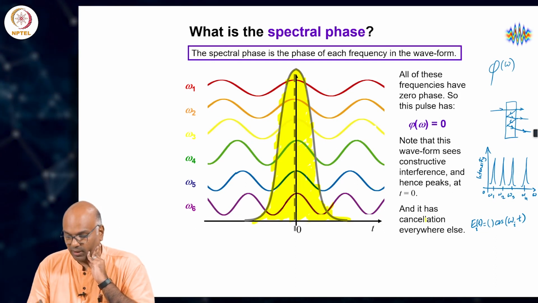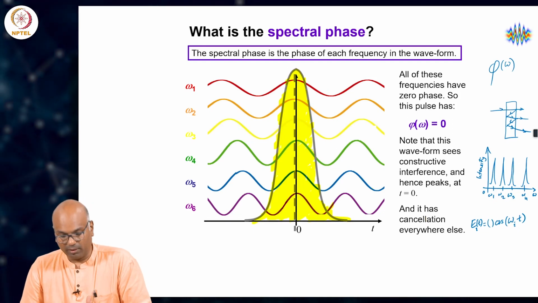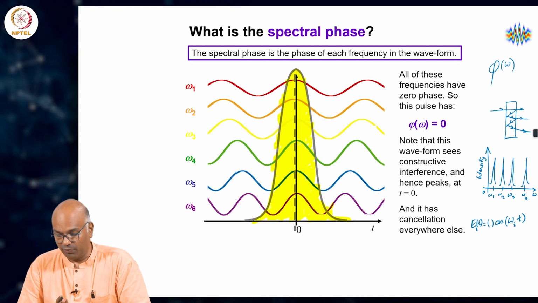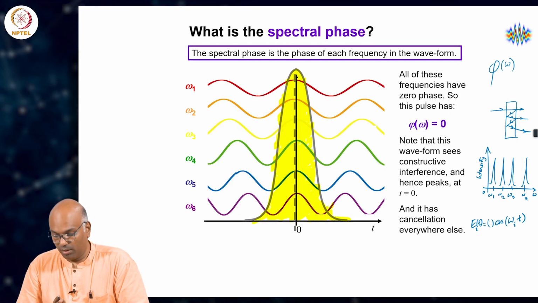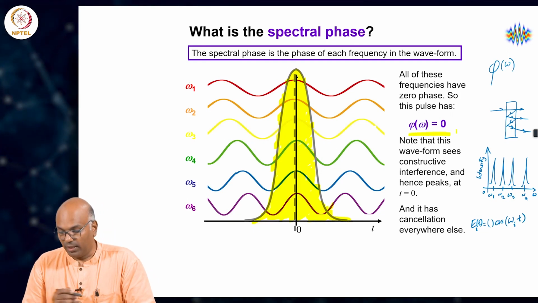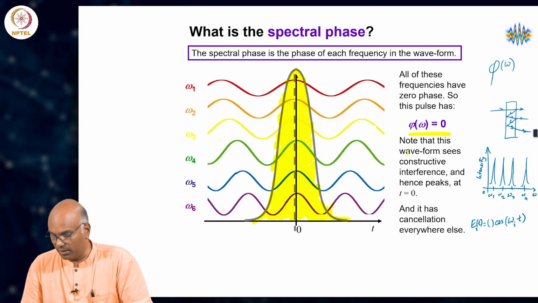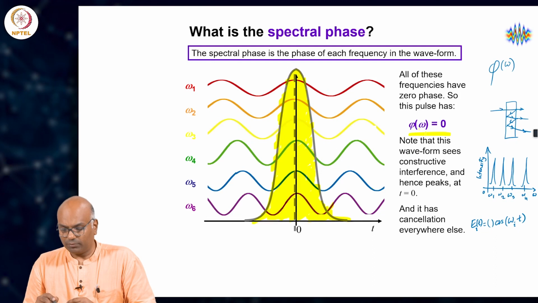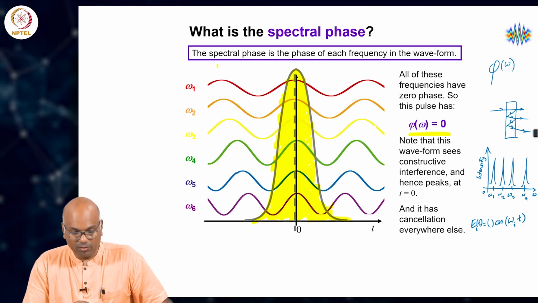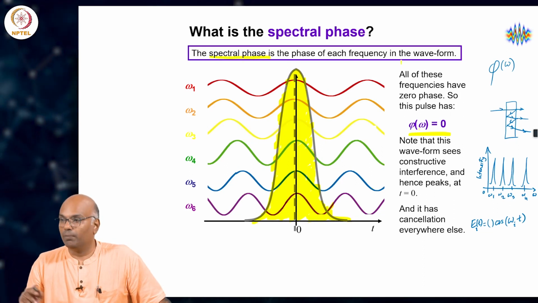So, that is all, but then as a consequence of this, we have lined up these pulses, the maximum of the pulse at time t is equal to 0, and that is what it means. So, therefore, these frequencies and their relative phases, here we set the frequency dependent phase factor to 0, and as a consequence we had this. So, the spectral phase is the phase of each frequency in the waveform.